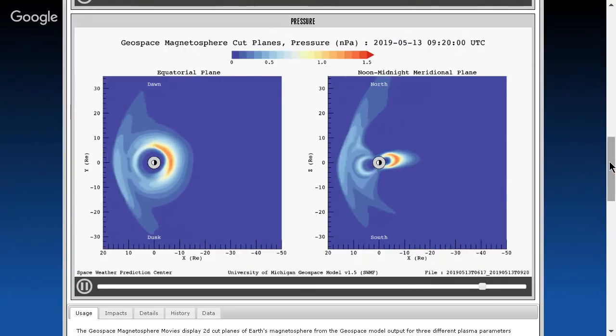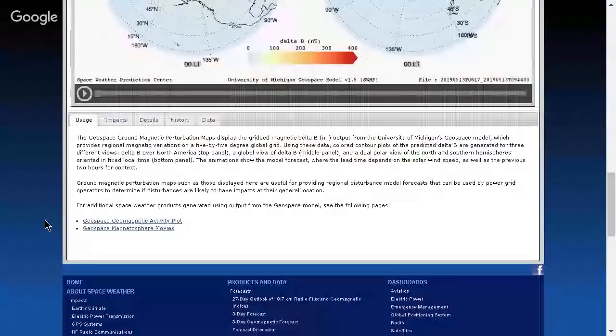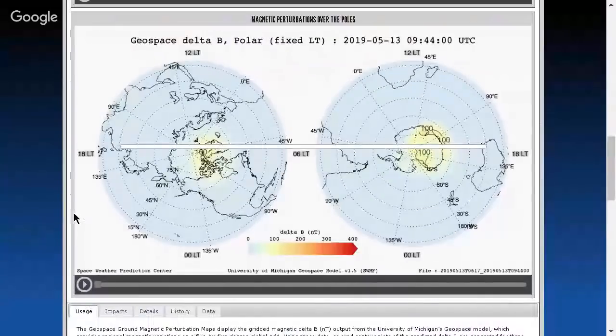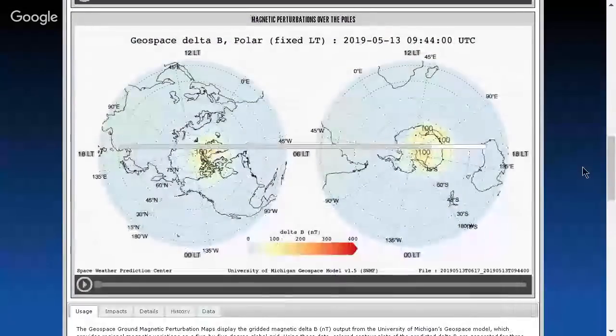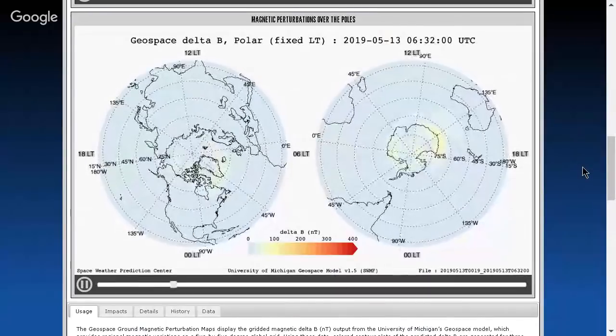Next, we're going to look at ground perturbations, as we do most days. Shout out Jeff Brindley. Here are the magnetic perturbations over the poles.